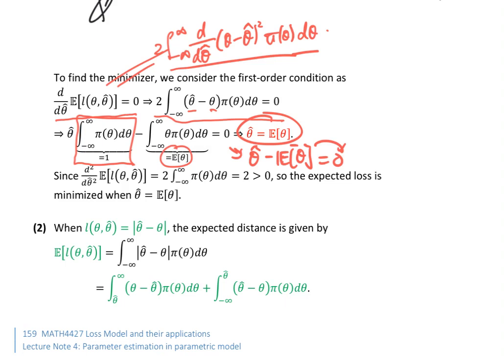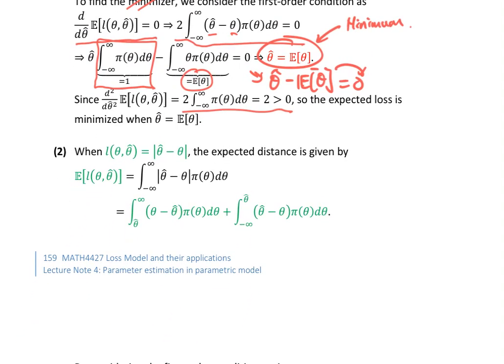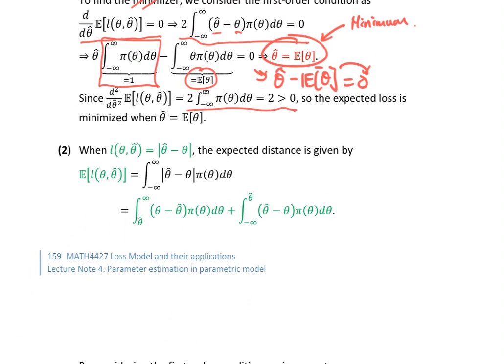You will find that this second derivative is equal to 2, which is strictly positive. So that means this turning point will be the minimum, and this will be our desired Bayesian estimate. This is the proof of the first case. Now you can also look at the second case, where you consider the absolute distance.